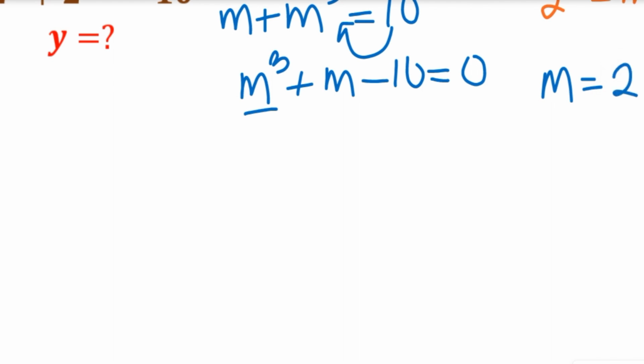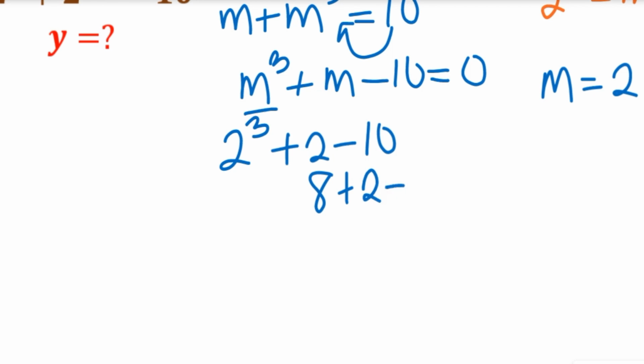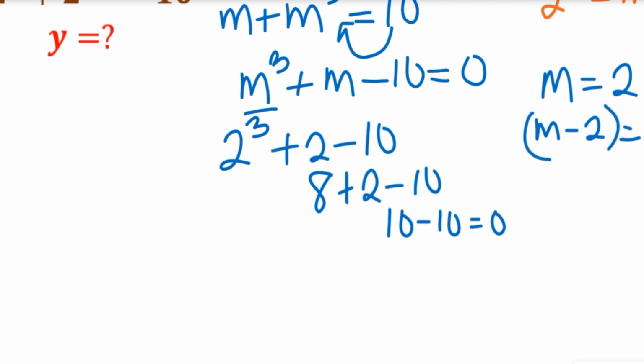If we put that 2 into the polynomial equation, we'll have 2 to the power of 3 plus 2 minus 10. Will that give us 0? Let's conclude. 2 to the power of 3 will give us 8 plus 2, and that will be minus 10. This will give us 10 minus 10, and that is 0. Perfect. That shows that m minus 2, which is equal to 0, is one of the factors of this polynomial equation.